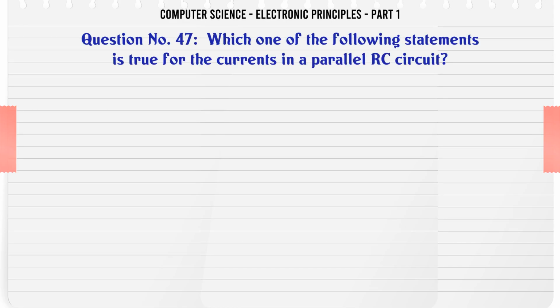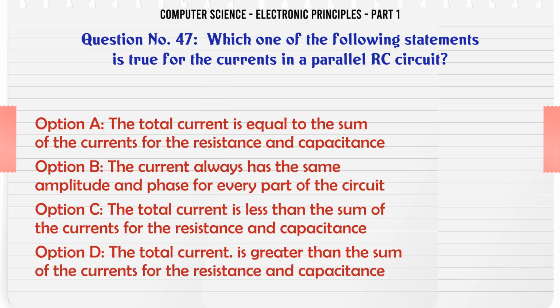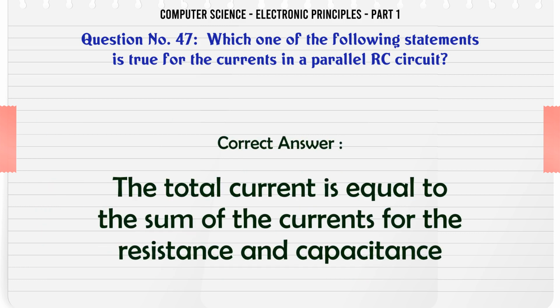Which one of the following statements is true for the currents in a parallel RC circuit? A. The total current is equal to the sum of the currents for the resistance and capacitance. B. The current always has the same amplitude and phase for every part of the circuit. C. The total current is less than the sum of the currents for the resistance and capacitance. D. The total current is greater than the sum of the currents for the resistance and capacitance. The correct answer is the total current is equal to the sum of the currents for the resistance and capacitance.